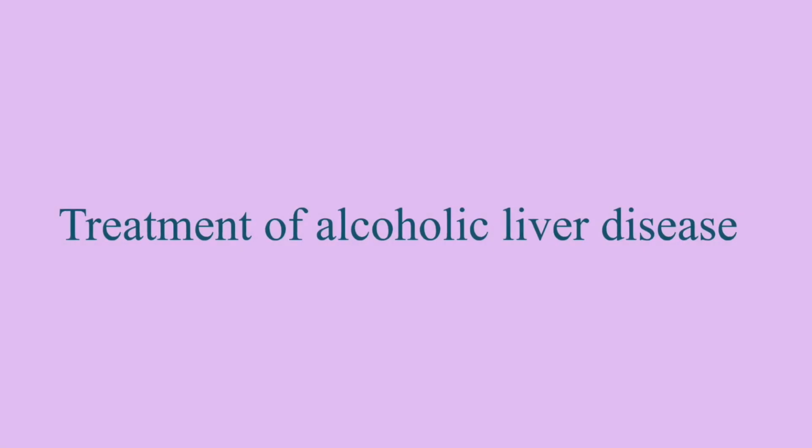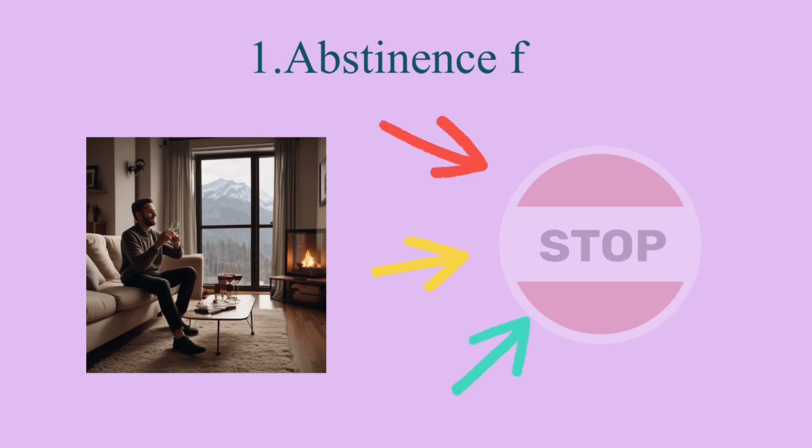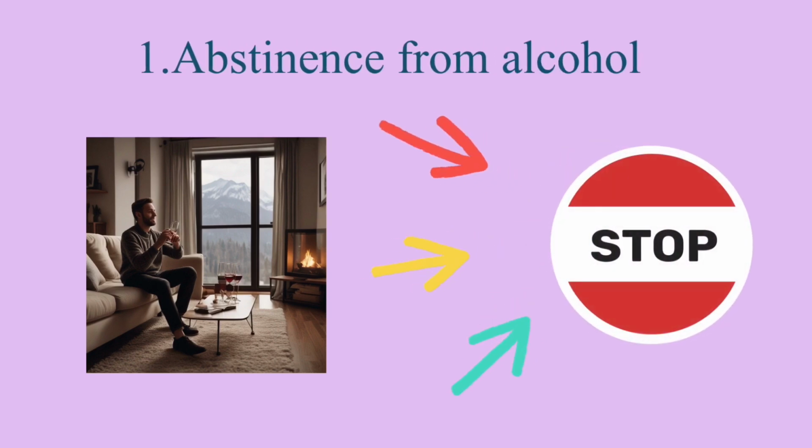So, let's dive into the crucial topic of treating alcoholic liver disease. This condition, as we know, stems from prolonged alcohol abuse and can have serious implications for one's health. Treating alcoholic liver disease involves a comprehensive approach, starting with the fundamental step of abstaining from alcohol completely. This is paramount in halting further liver damage and potentially allowing for some degree of recovery.